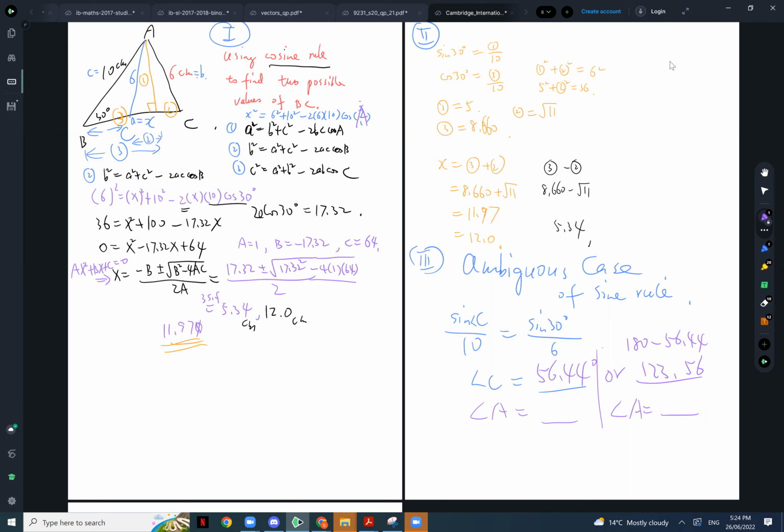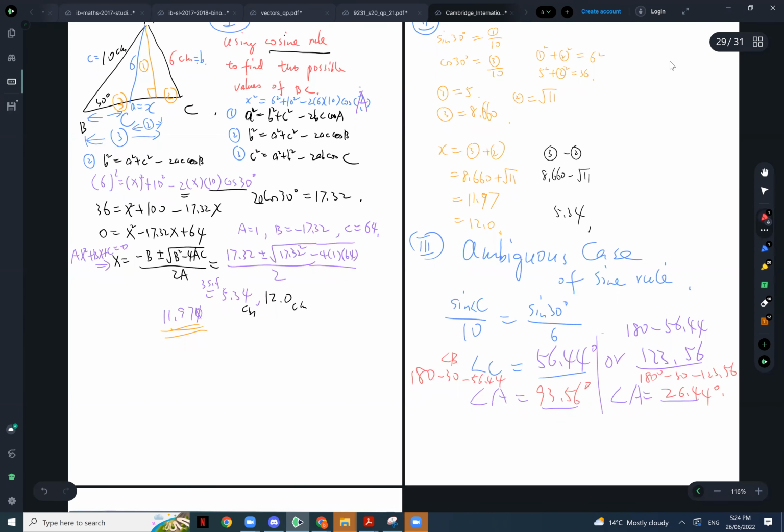To work out the angle A, just 180 minus 30 minus B. So we have 93.56. The other one, 180 minus 30 minus 123.56, is 26.44. Now, if we revise sine rule, sine 93.56 over x.